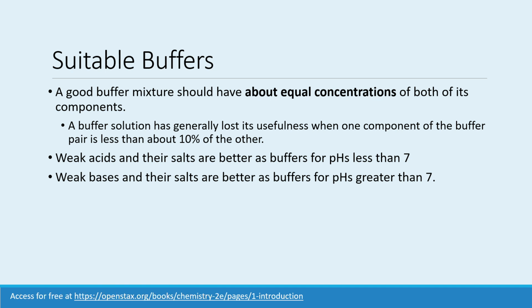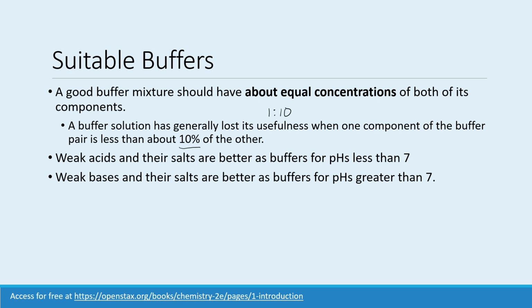So when we're determining what makes a buffer suitable, one of the first components is that equal concentration, right? So we want to have about equal concentrations of the acid and its conjugate base. And if we get less than about 10% of one of those two, it's going to lose its usefulness. And so we tend to look at this as about a 1 to 10 ratio, right? So if we get greater than a 1 to 10 ratio, then that buffer has lost its usefulness. Now, weak acids and their salts are going to be more suitable for pHs that are less than 7, and weak bases and their salts are going to be more suitable for pHs that are greater than 7.